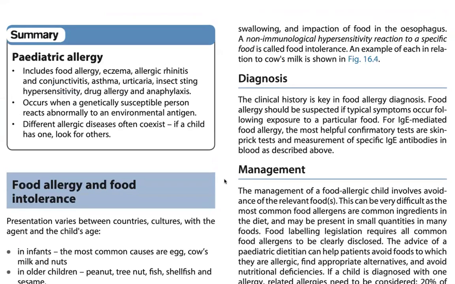Summary: pediatric allergy includes food allergy, eczema, allergic rhinitis, conjunctivitis, asthma, urticaria, and angioedema, hypersensitivity, drug allergy, and anaphylaxis. It occurs when a genetically susceptible person reacts abnormally to an environmental antigen. Different allergic diseases often coexist. If a child has one, look for others.